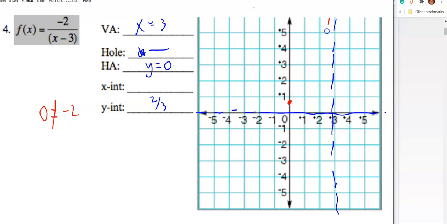So we know on the left it kind of does this. Goes through that point, approaches the asymptotes. On the right, I need to plug in a point like 4. If I do that, I get negative 2 over 1, which is negative 2, so 4, negative 2. So on the right there, it does go down. It never approaches that asymptote right there.